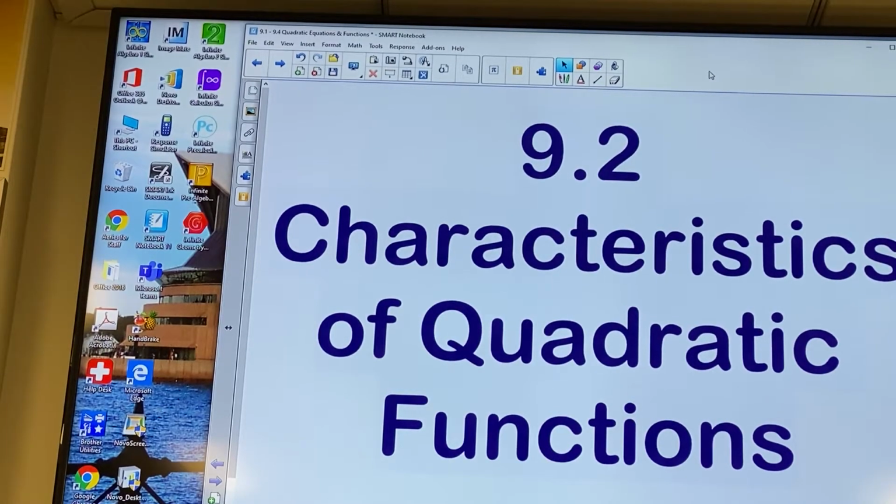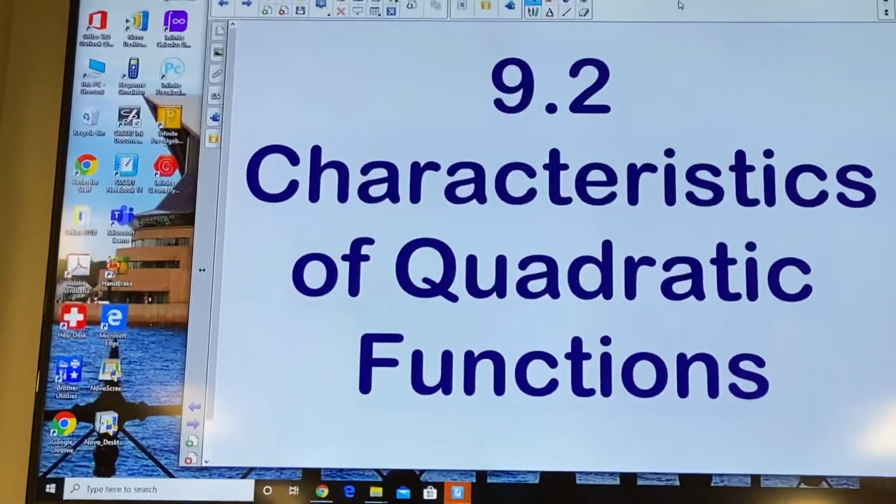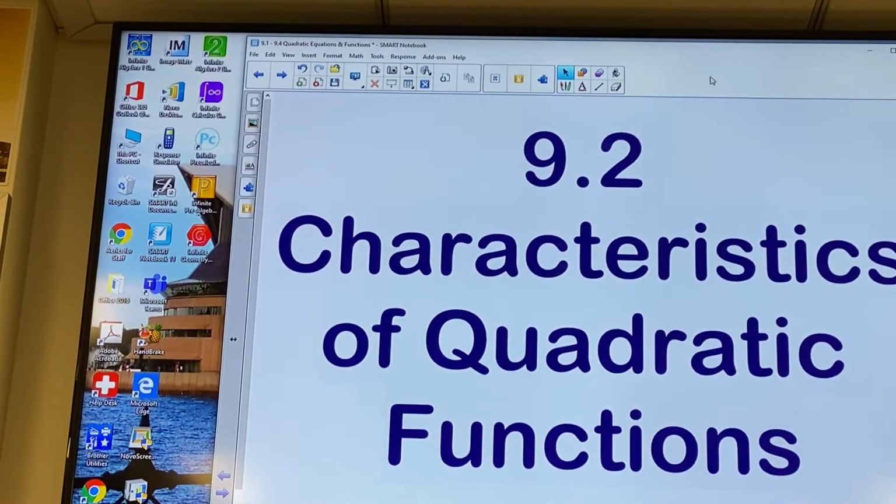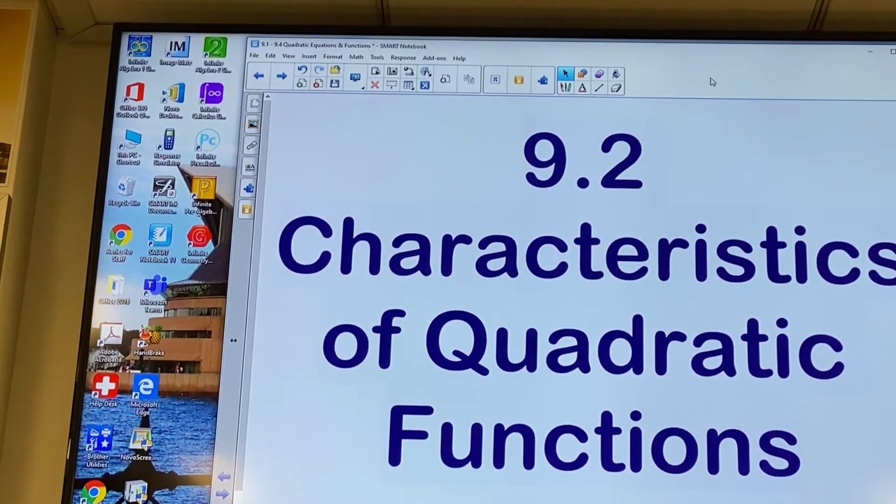Okay, we're going to start section 9.2 now. So it's some more characteristics of quadratic functions. This whole chapter is about quadratic functions. So let's get started.